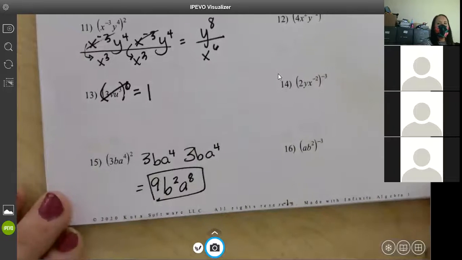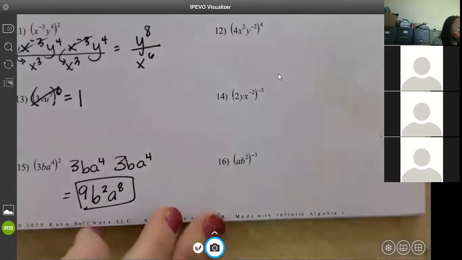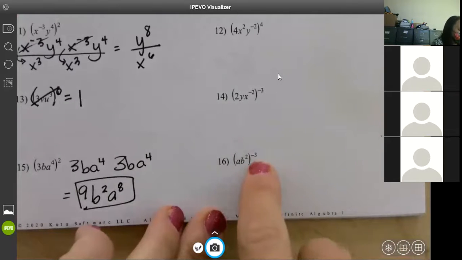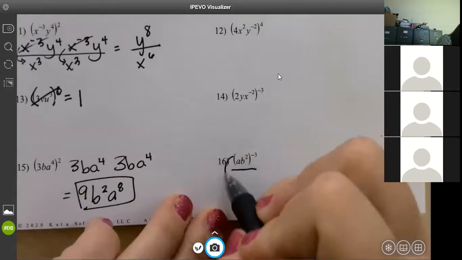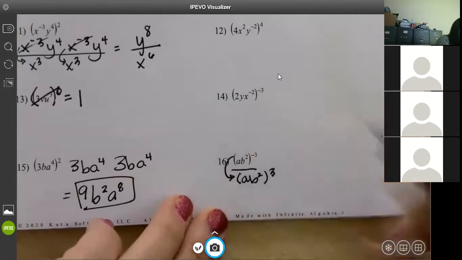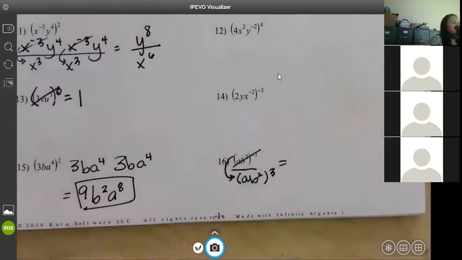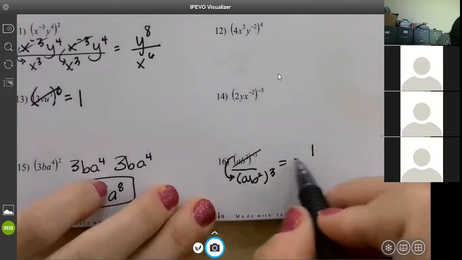All right, so how do we deal with negatives? I'm going to start with 16 since it only has one negative. It has the one outside. So this is all you do. Anytime it's to the -3, remember we take it to the bottom. So we're going to take this whole thing to the bottom and make it a positive. When I don't have anything on top, what is always assumed to be on top? A 1. So that makes a 1 on top.